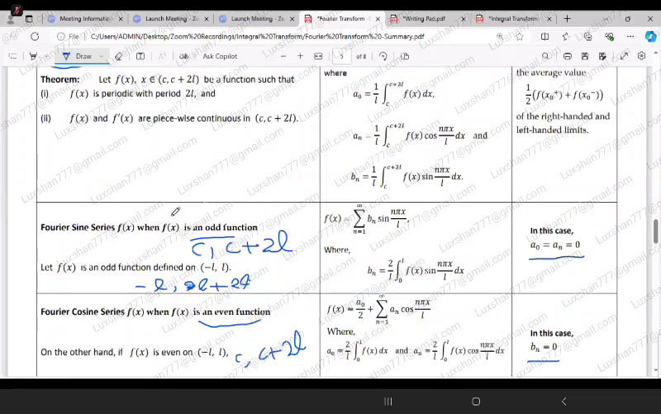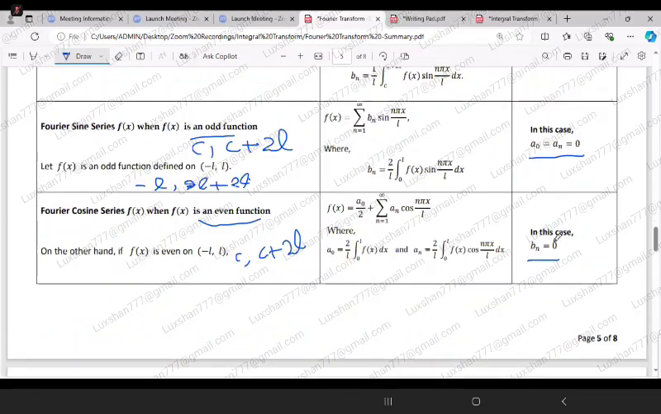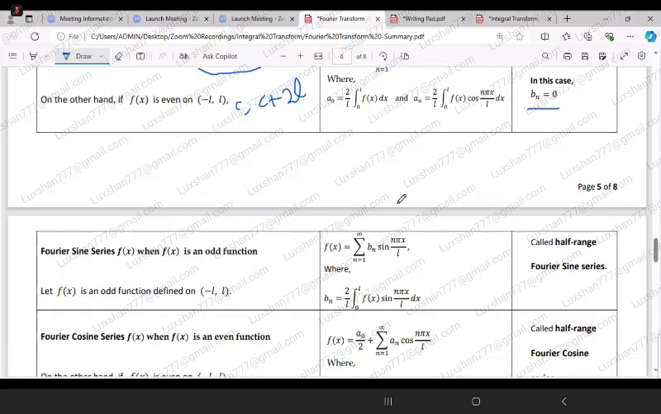So here, if the function is an odd function, then a_0 and a_n become 0. If the function is an even function, b_n becomes 0, and the series will take this form. Now we are talking.